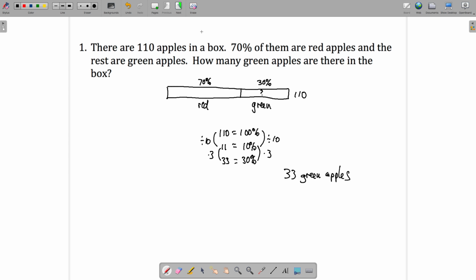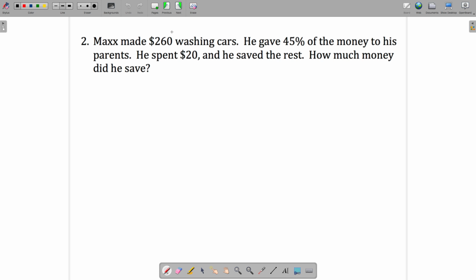Okay, let's look at the second problem. Max made $260 washing cars. Gave 45% of the money to his parents. He spent 20% and he saved the rest. How much money did he save?